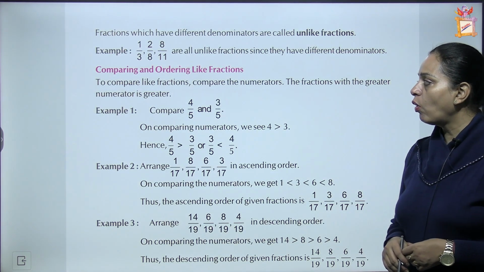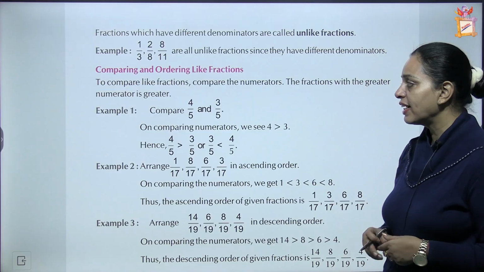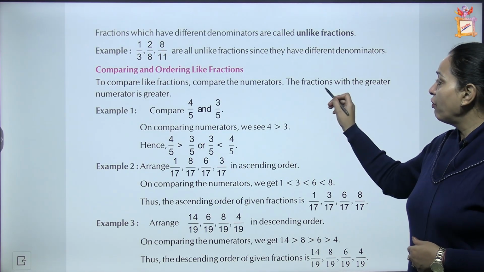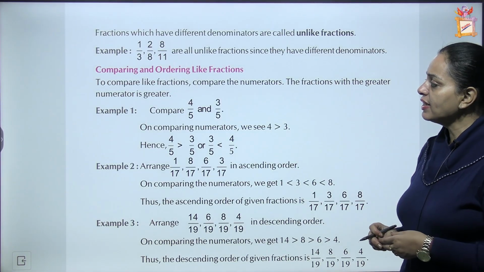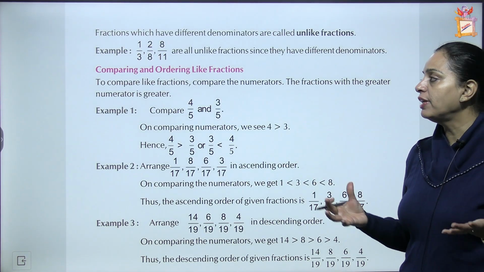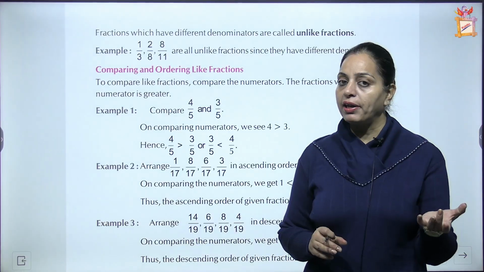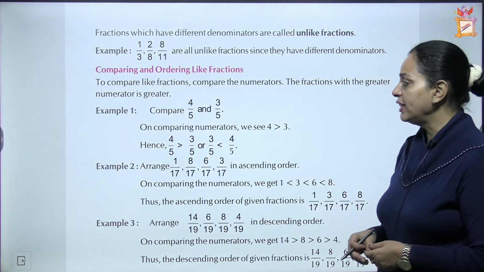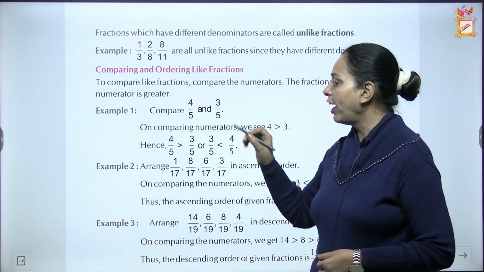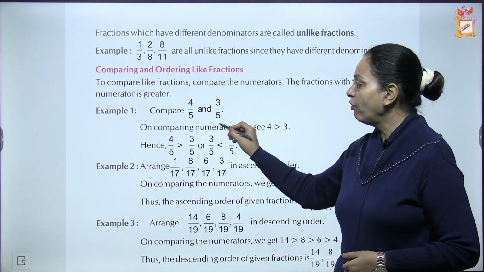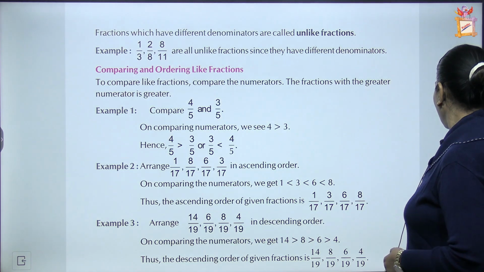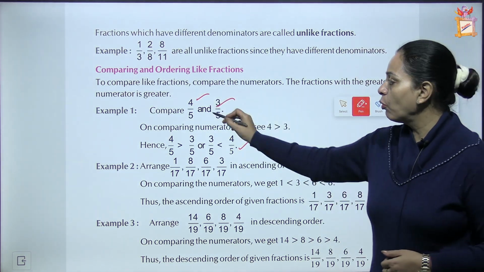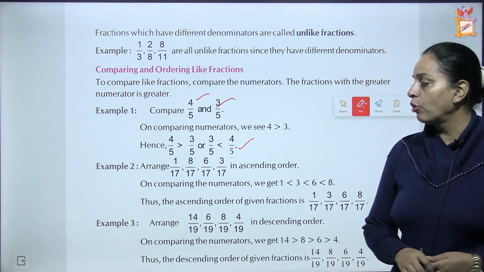Now comparing and ordering like fractions. How will we compare? To compare like fractions, compare the numerators. The fraction with the greater numerator is greater. If they are like fractions, meaning the denominators are the same, then we have to compare the numerators. The one with the bigger numerator will be the bigger fraction. See example 1: compare 4 by 5 and 3 by 5. These are like fractions. So compare numerators 4 and 3. 4 is greater than 3. It means 4 upon 5 is greater than 3 upon 5.